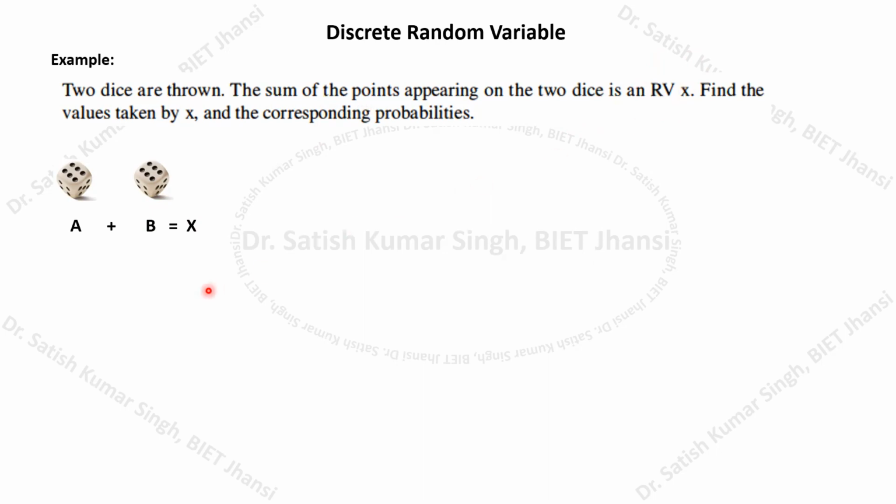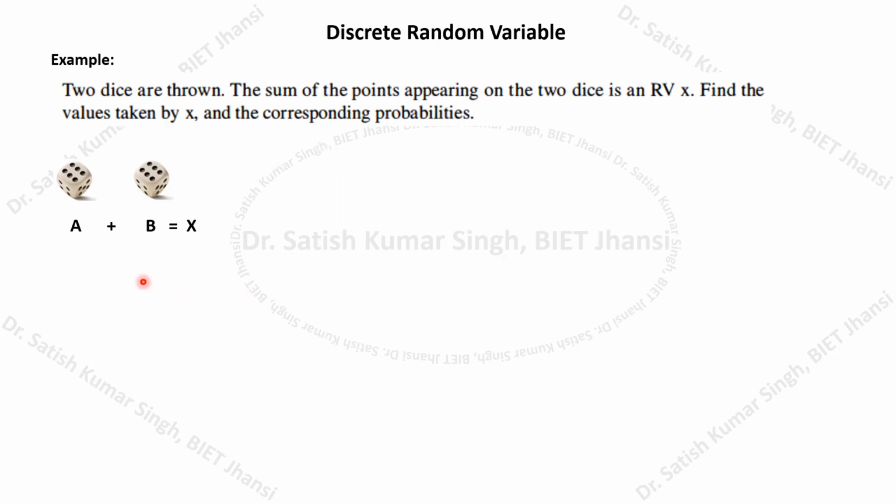Okay, so we know that in the dice experiment, the numbers that can appear are from 1 to 6. So there will be 1 to 6 on this dice, and again 1 to 6 on the second dice. So there will be a sum of the two numbers which is going to appear on the dice, and that summation will be represented by this particular random variable capital X. So this is the problem. We have to find out what are the different values taken by X, and then find out the corresponding probabilities, right?